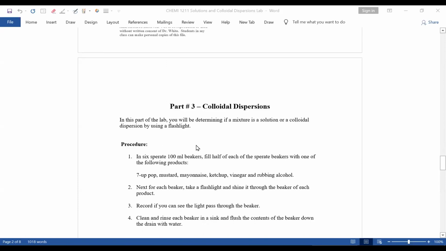And finally, my favorite part. Dr. White loves colloidal dispersions. In this part of the lab, you will determine if a mixture is a solution or colloidal dispersion by using a flashlight. Yay, I like flashlights. I've liked them since I was old enough to know, ooh, that's a flashlight. I had my first good one when I was 5.